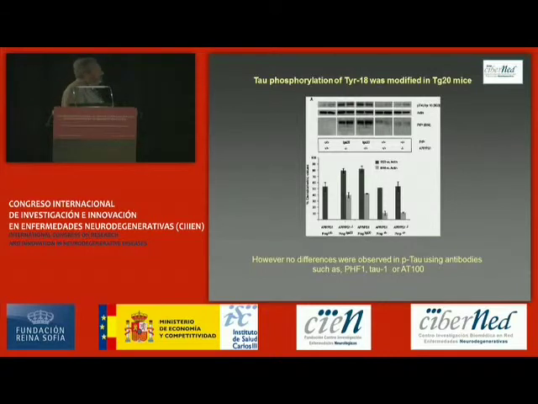Next we analyze the phosphorylation of tau. We tried almost all the antibodies that we have, PH1, tau1, 80, 100, and we only detect a difference with the antibody against tyrosine 18. As you can see here, the transgenic PRP TD20 have a clear increase of the tyrosine phosphorylation of tau.